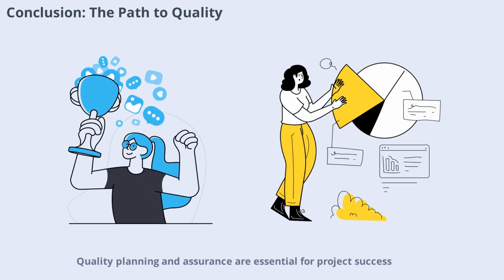Quality planning and assurance are essential for project success. By setting clear standards, engaging stakeholders, and fostering a culture of continuous improvement, you can deliver projects that meet or exceed expectations. Remember, quality is a journey, not a destination. Keep learning, adapting, and striving for excellence in every project you undertake.